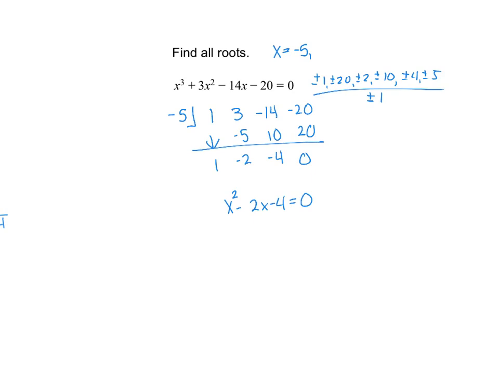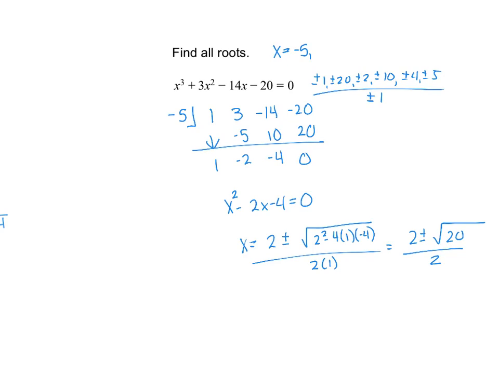So we have to choose quadratic formula. x equals negative b plus or minus square root of b squared minus 4 times a times c all over 2a. So that gives us 2 plus or minus square root of 16 plus 4, which is 20 over 2. So that's going to be 2 plus or minus 2 root 5 over 2, which is 1 plus or minus root 5.